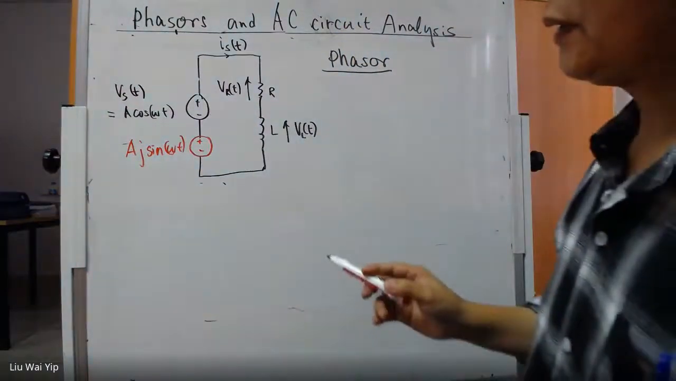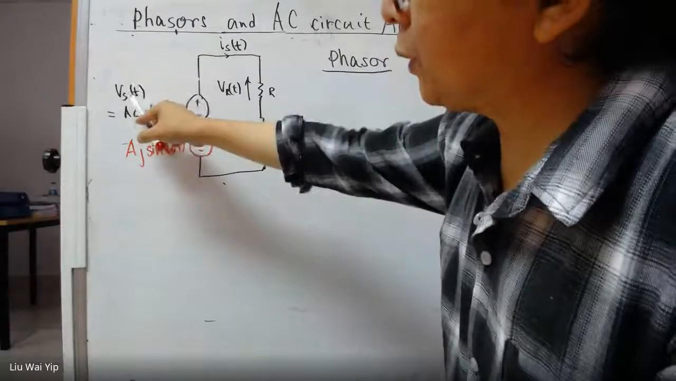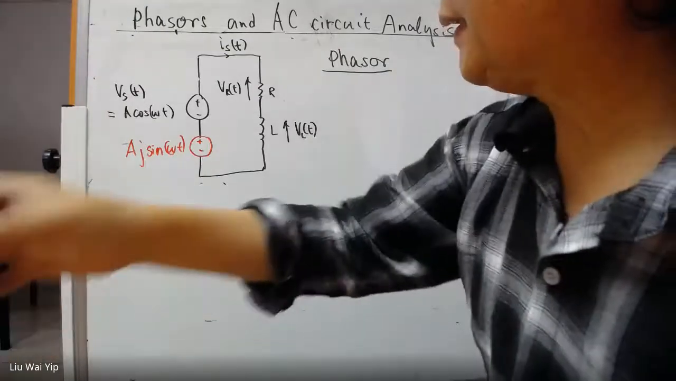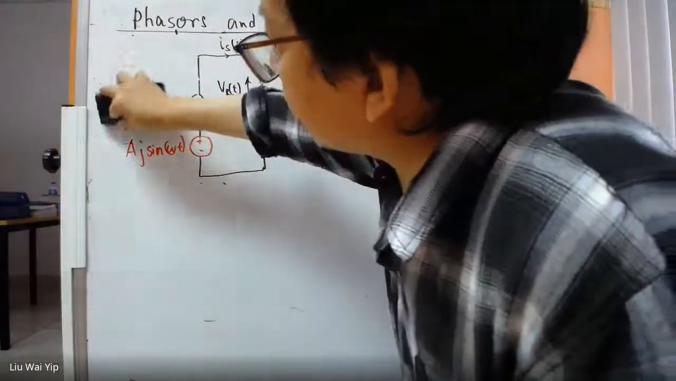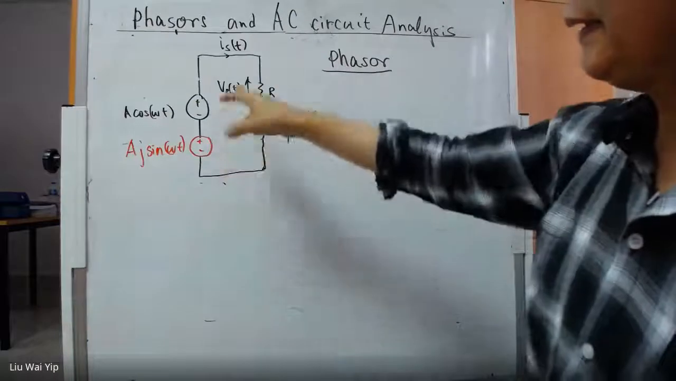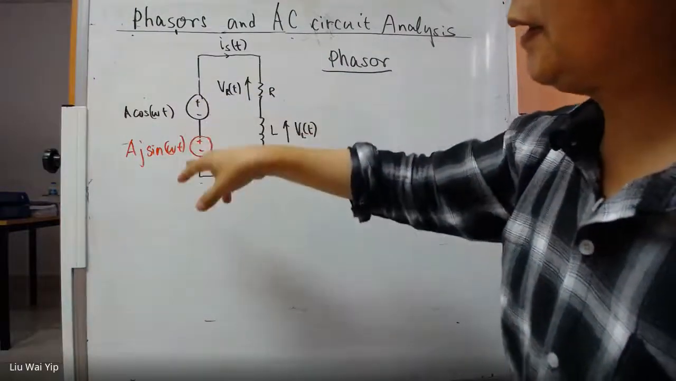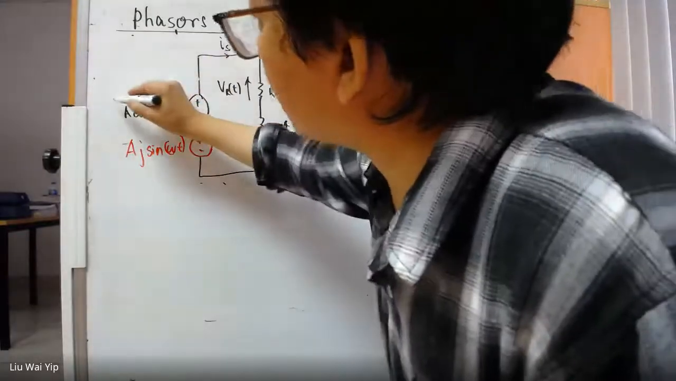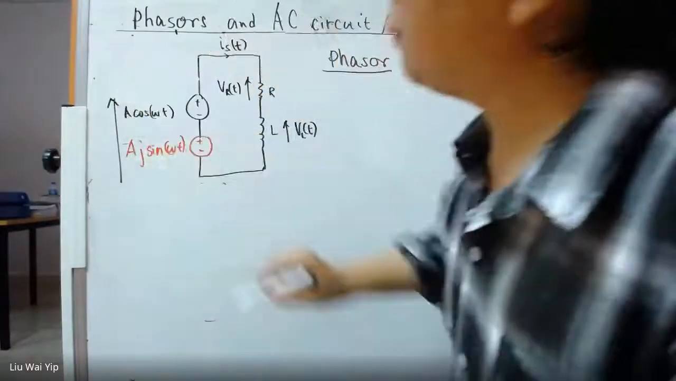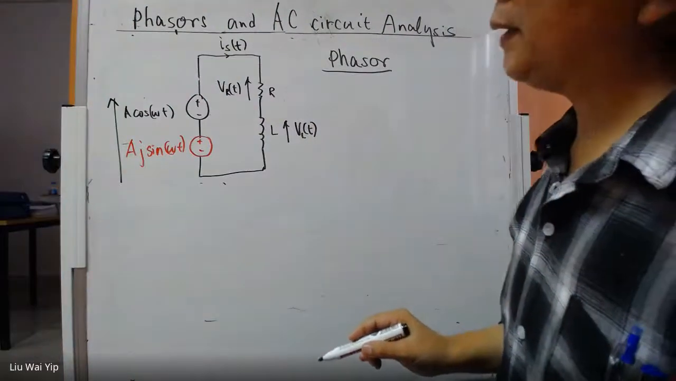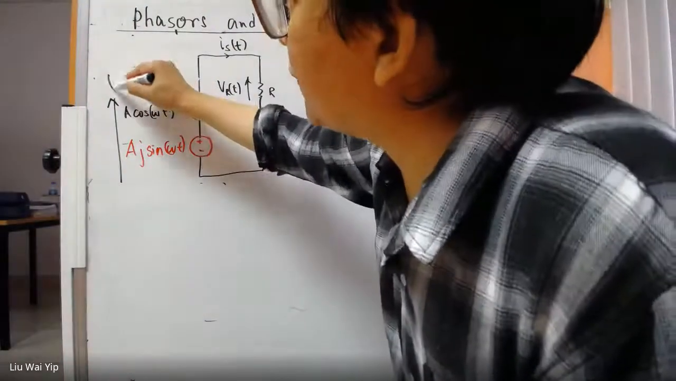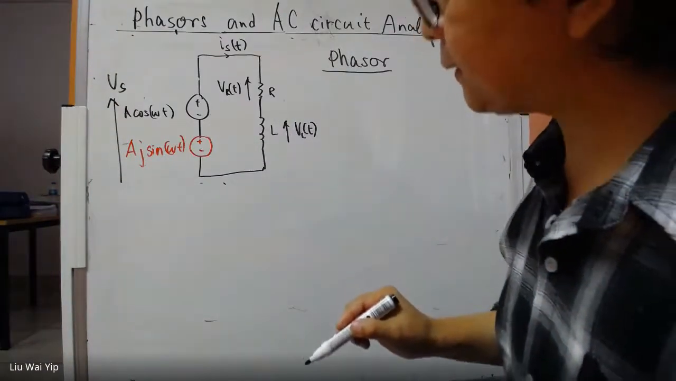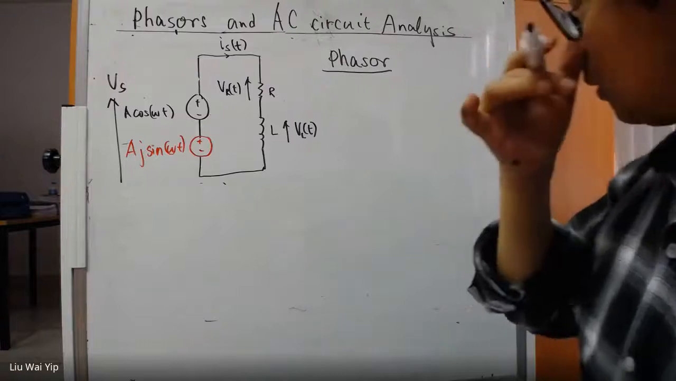So in other words, the source voltage is not going to be expressed in time domain. It will be in complex domain. So I'm not going to use Vs of t to express it. It's going to be Vs only, capital letter V followed by S. So this will be the source voltage.